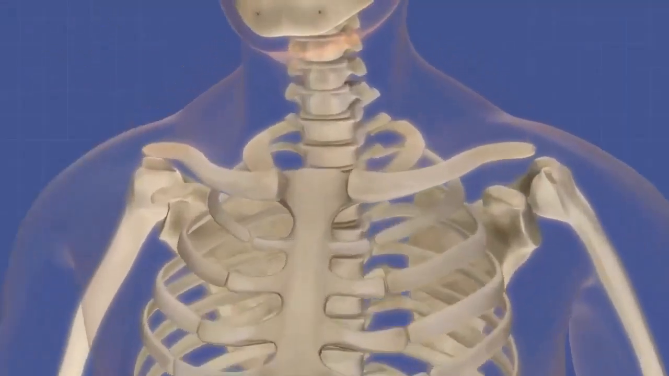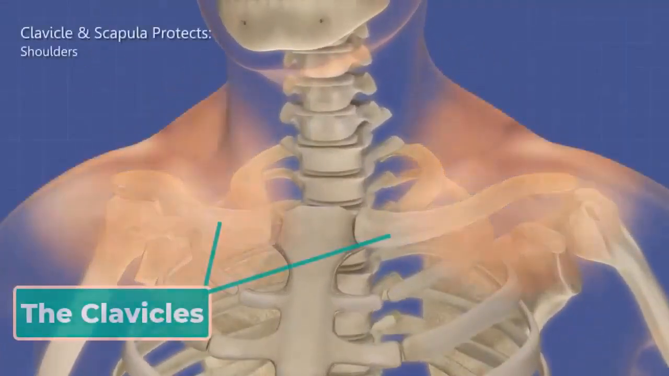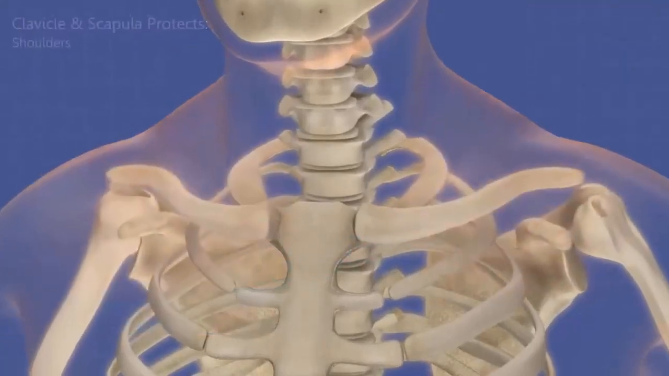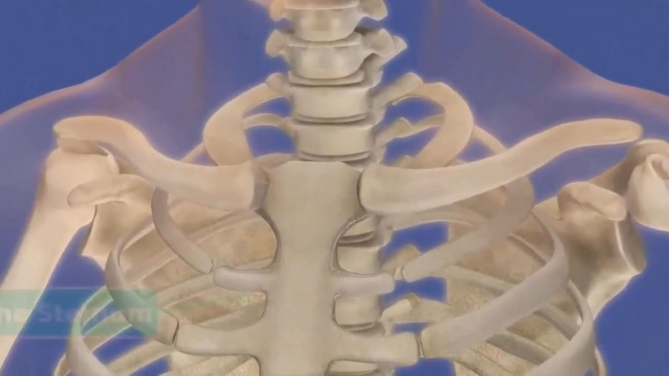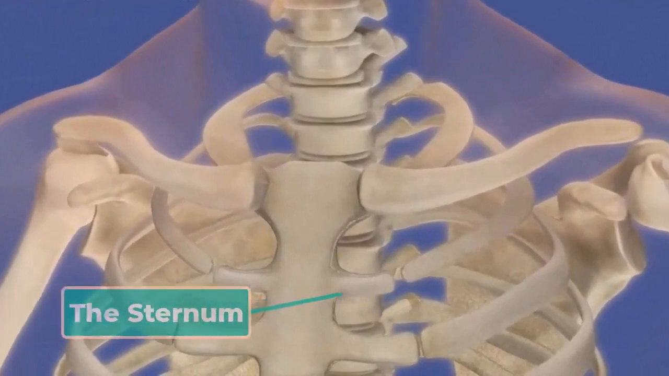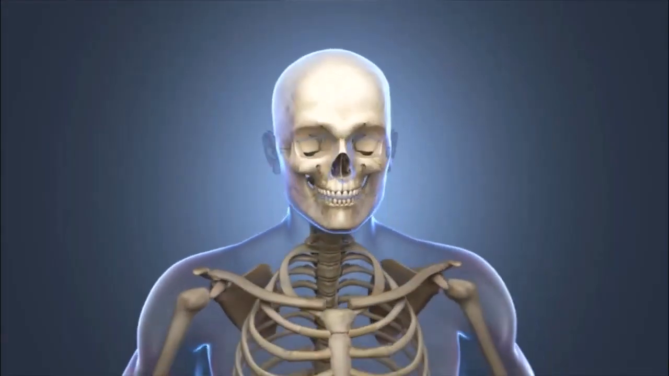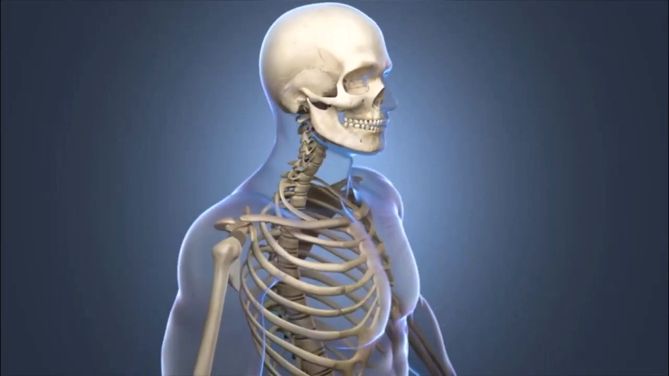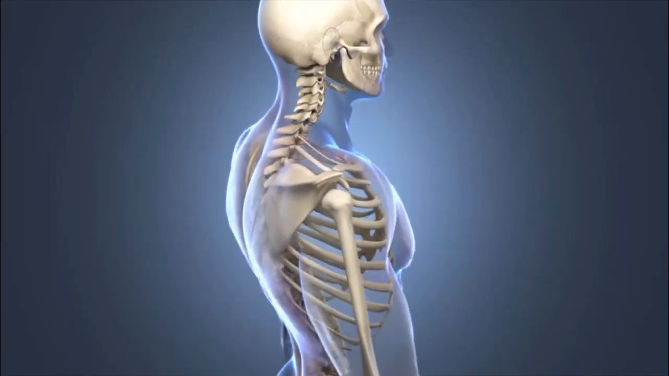The clavicle or collarbone is an S-shaped bone located on the anterior side of the shoulder. It is attached on its medial end to the sternum of the thoracic cage. The lateral end of the clavicle articulates or joins with the scapula just above the shoulder joint.